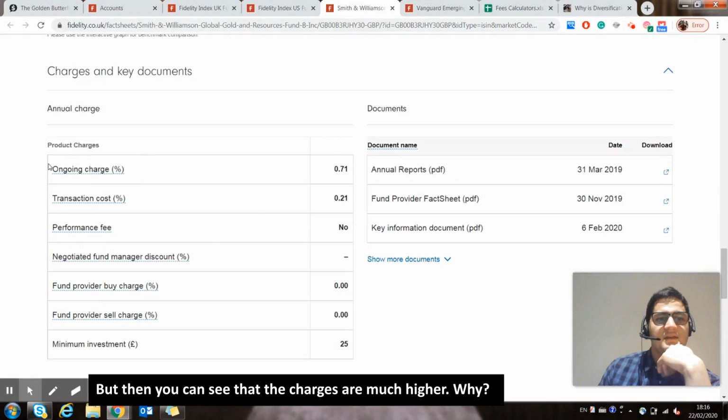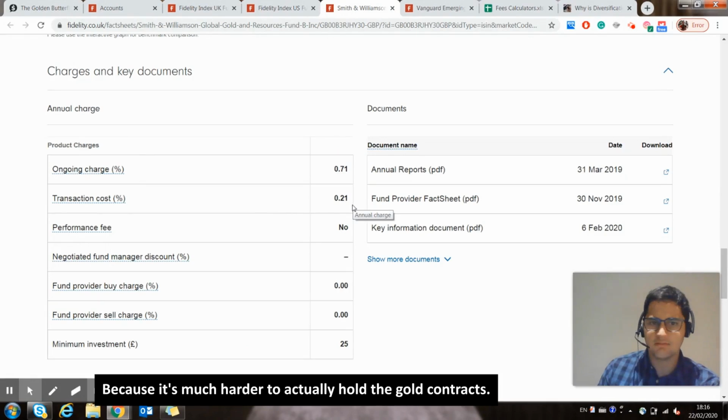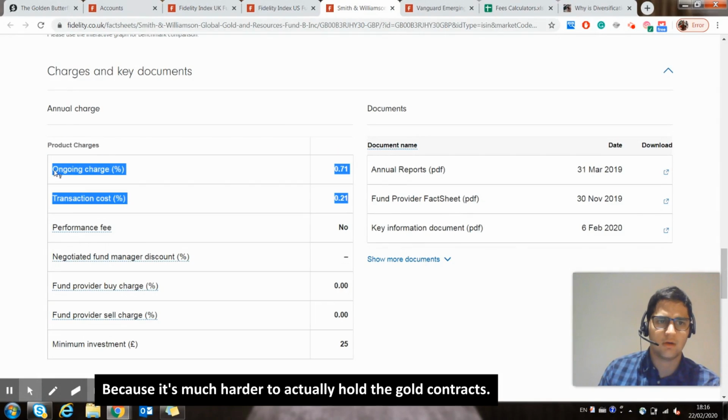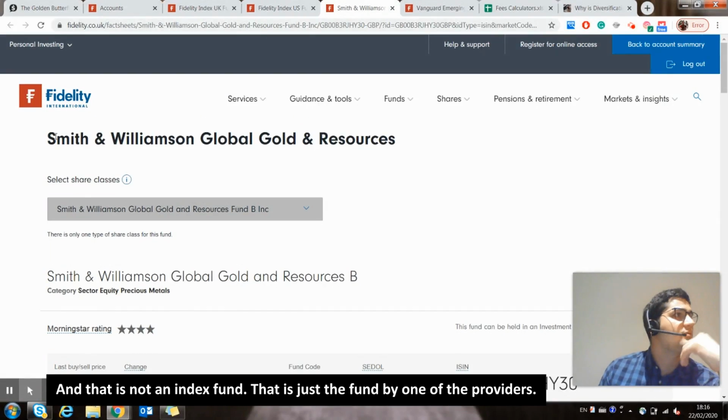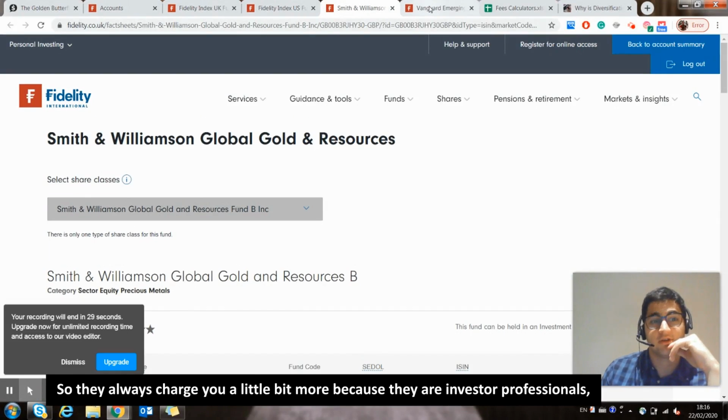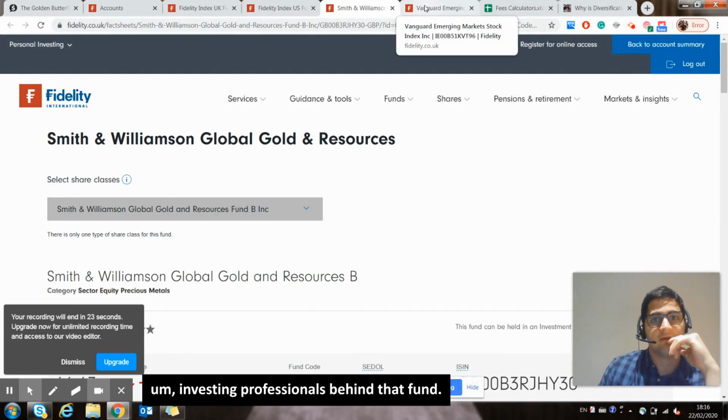But then you can see that the charges are much higher. Why? Because it's much harder to actually hold the gold contracts, and that is not an index fund. That is just a fund by one of the providers. So they always charge you a little bit more because there are investing professionals behind that fund.